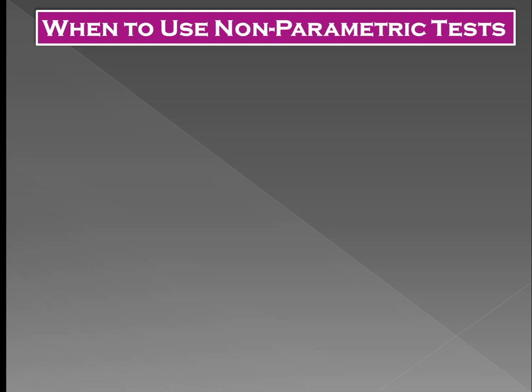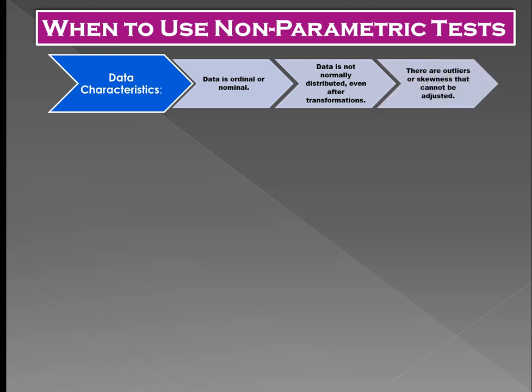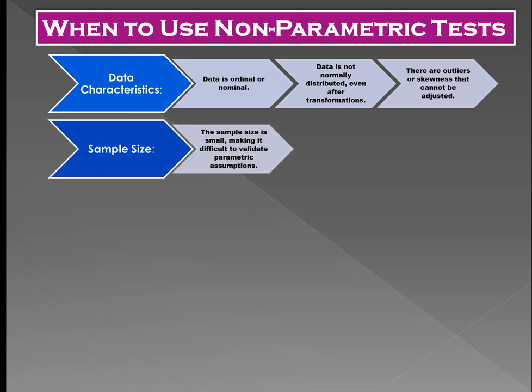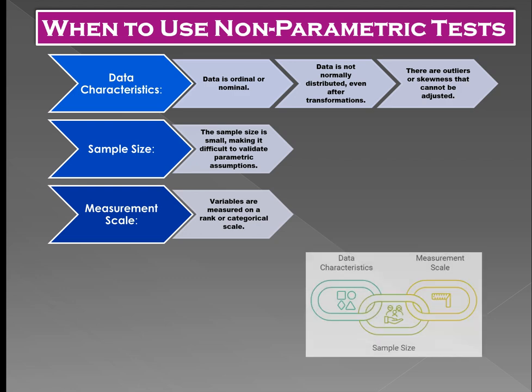When to use non-parametric tests. Data characteristics. Data is ordinal or nominal. Data is not normally distributed, even after transformations. There are outliers or skewness that cannot be adjusted. Sample size. The sample size is small, making it difficult to validate parametric assumptions. Measurement scale. Variables are measured on a rank or categorical scale.